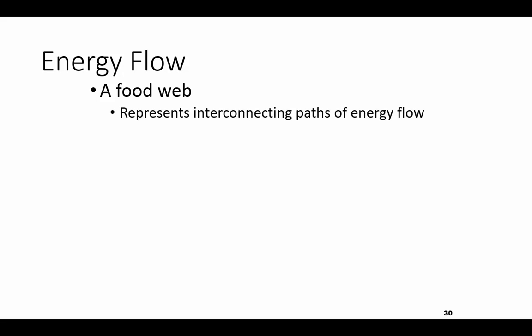Objective 6: describe the energy flow among populations through food webs and ecological pyramids. So what is a food web? This is all of the food chains in an ecosystem. It is all the interconnecting paths of energy flow in an ecosystem. It describes all the feeding relationships that exist in that ecosystem.